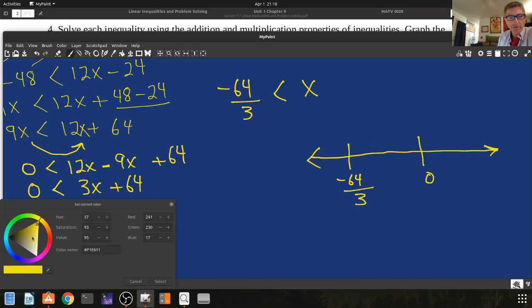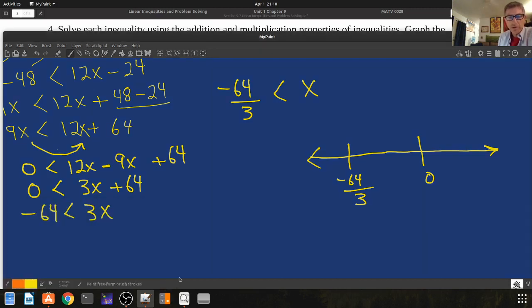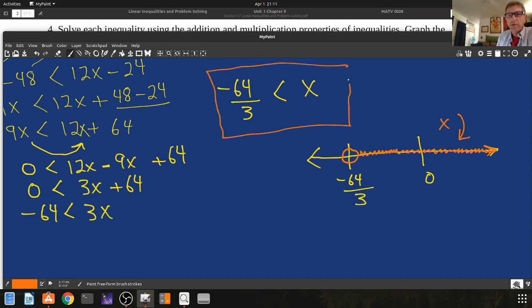So the values of x that make it true are the values of x that are greater than minus 64 divided by 3. So I don't fill in that circle, but I do fill in this direction because it's x greater than that value. And any x that lives here where I've shaded in is a solution to this equation. Okay.